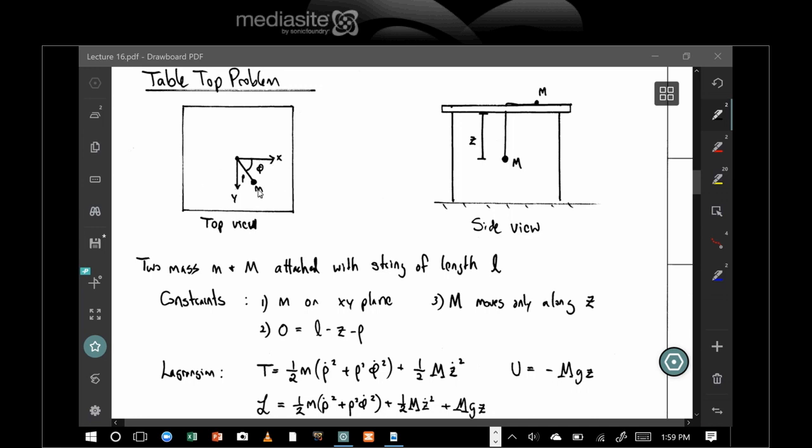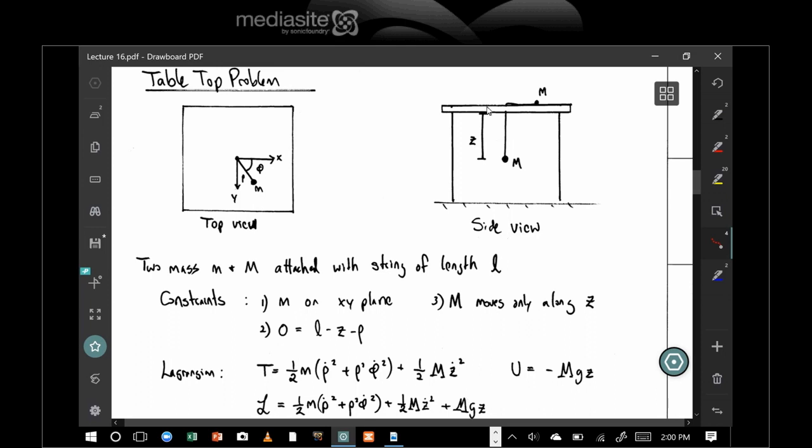So the little mass has a kinetic energy because it's moving in the xy plane, and the big mass, big M, moves up and down. This term here is the kinetic energy associated with little mass m, which has a radial and a tangential component. And this term is the kinetic energy associated with the big mass going up and down, 1/2 Mv squared.